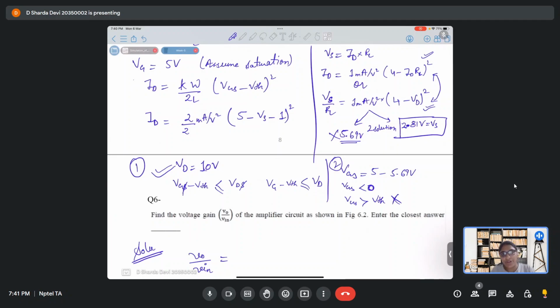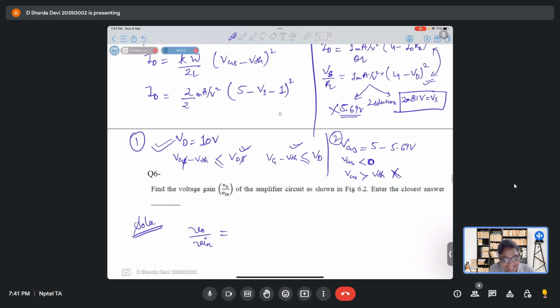So the point I wanted to make is that when we go for this condition, it becomes independent of Vs. So how will you judge which Vs is correct? That's where the first condition, VGS should be greater than VTH, comes into play. That's the point I wanted to make. But thank you, yes, the sign was wrong, it was inverted.